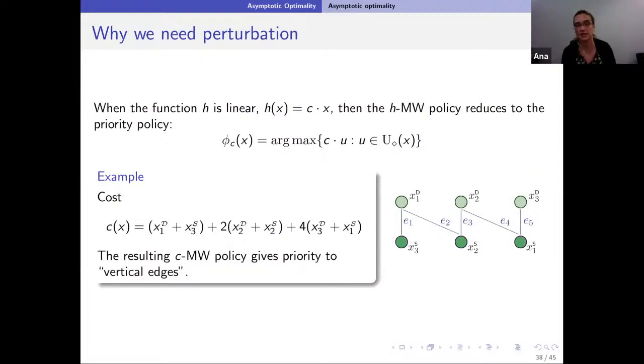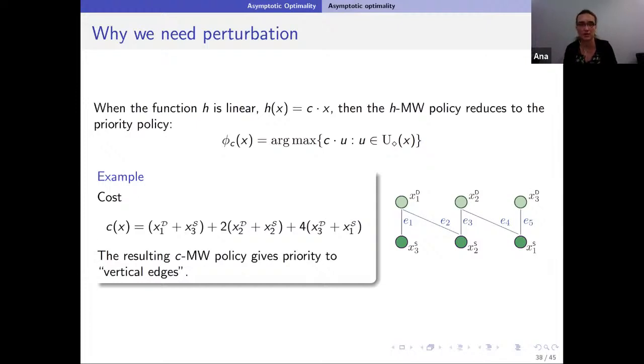If you wouldn't add this tilted version, if you would just take H as C, then you can actually see that the H max weight policy can reduce to the priority policy. As we have seen within the class, priority policies can have very bad behavior. So bad things can also happen here if you just take as H the actual cost function.